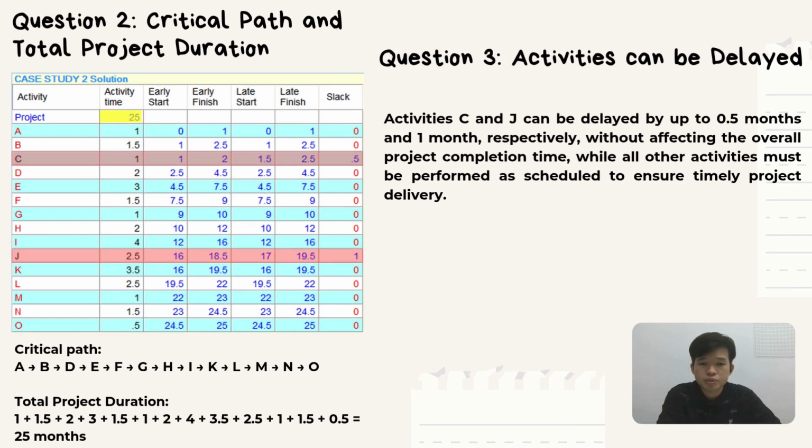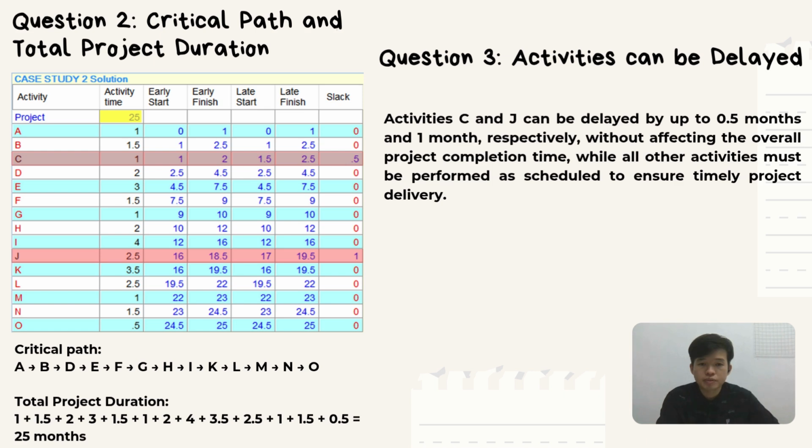Next, for question 2, we used QM for Windows and calculated the early start, early finish, late start, late finish, and slack for each activity. The table shows the minimum total project duration is 25 months, driven by the critical path, which starts from A, B, D, E, F, G, H, I, K, L, M, N, and the last is O. Any delay on this path will directly delay the project.